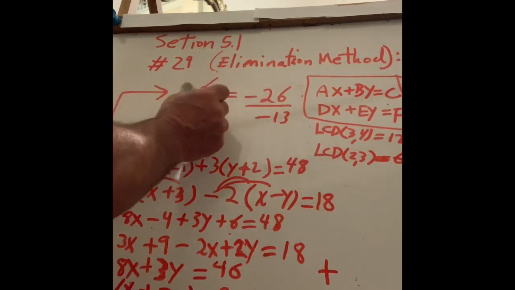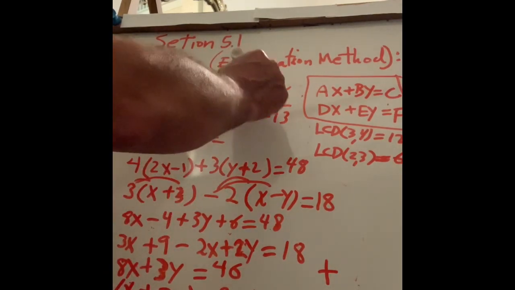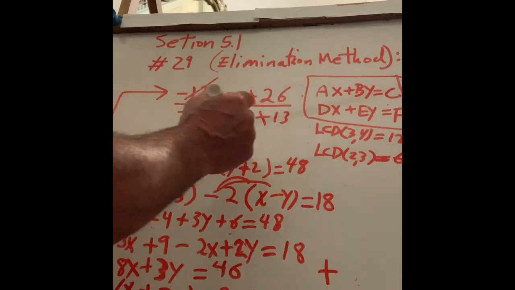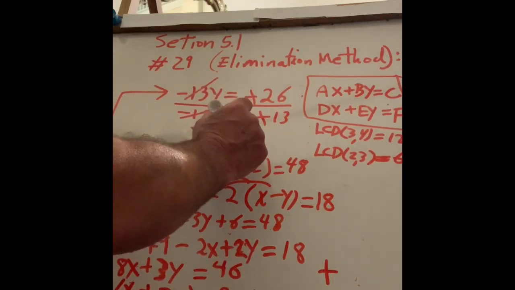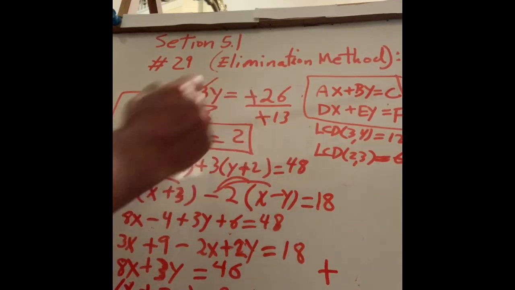And on the left hand side, of course, we'll have y. And negative 26 divided by negative 13. Of course, negative over negative is positive. 26 divided by 13 becomes positive 2. So there is your y value.